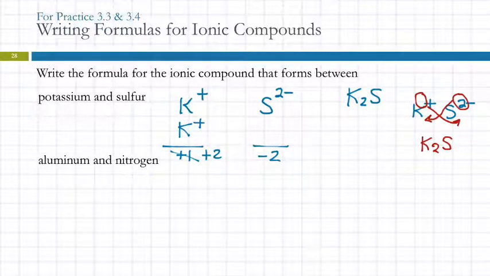Okay, let's look at the compound that would form between nitrogen and aluminum. So aluminum is Al. What charge does an aluminum ion have? +3, because it's in group 3A. Nitrogen has what charge as an ion? -3, as you count back from the noble gases. Here, we're not thinking of nitrogen as being a diatomic element because it's with aluminum.